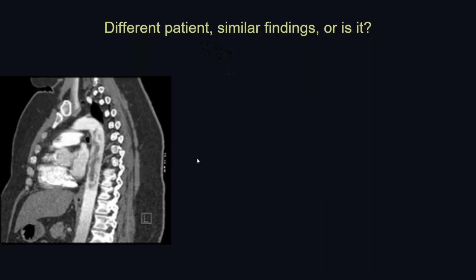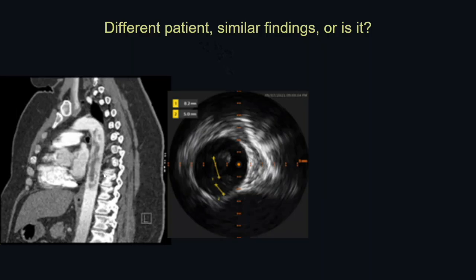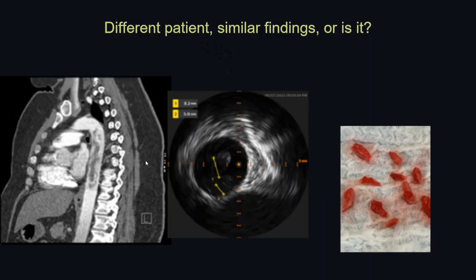Different patient. Are these similar findings or something different? This is one a colleague gave to me, and there is a large filling defect in the descending aorta. Is it tumor? Is it thrombus? Hard to say. We do a follow up and it's still there. So they went in and did an IVUS and a biopsy. This turned out to be just bland blood clot, basically a free floating thrombus in the aorta.